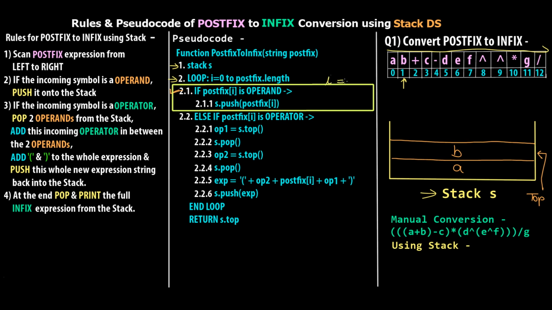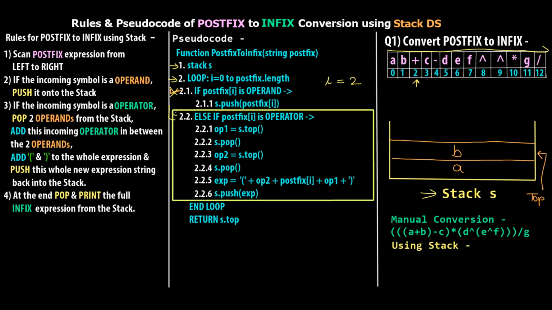So now i will become 2. Let's move forward. At index position 2, we have a plus. Plus is an operator. So if postfix of i is an operand, no. This 2.1 will not be executed. We will go to 2.2. 2.2 says else if postfix of i is an operator. Is it an operator? Is it plus, minus, star, divide by, or raise to? Yes. Doesn't matter which operator. It just has to be an operator, okay? Because there is no precedence and there are no associativity rules involved in postfix expressions. So no matter which operator, we have to do these steps only. And that's why we have fewer rules. So in that case, we say op1 is equal to s.top.